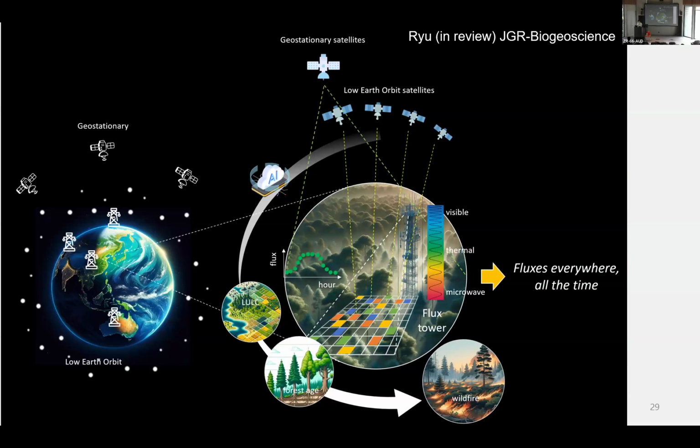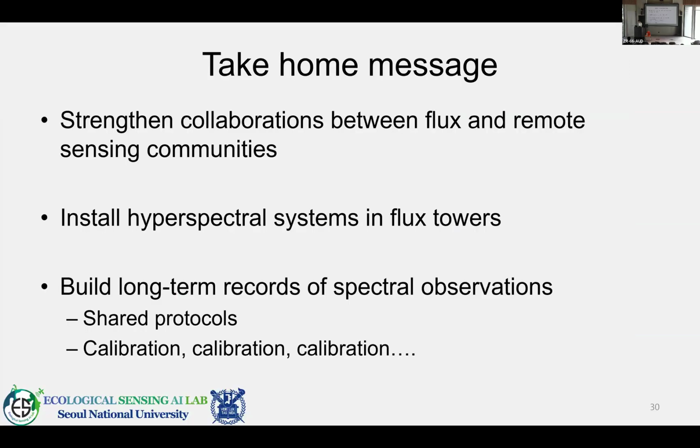And that is overall my idea. So we need to integrate the low Earth orbit and also geostationary satellites. But most of all, in the flux tower, I think we need to augment the visible, thermal, and microwave, all the spectrums, and keep continuing observations for the long-term records. Then we can track diurnal variations and isolate pixels within the footprint and so on. We can do many things. Okay, that's it. Thank you very much.